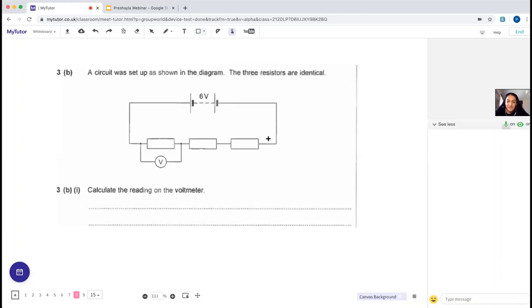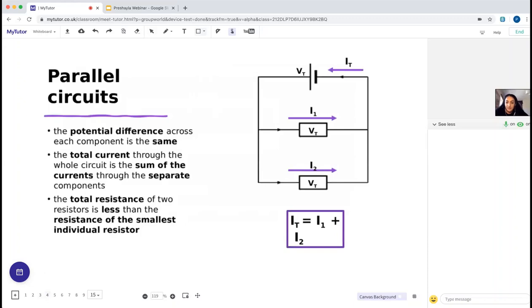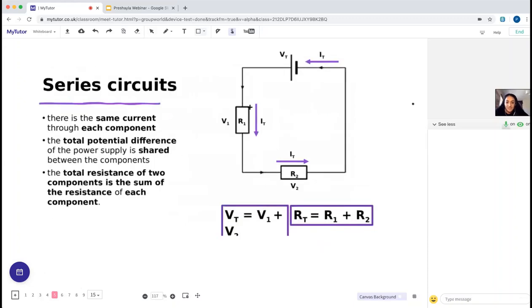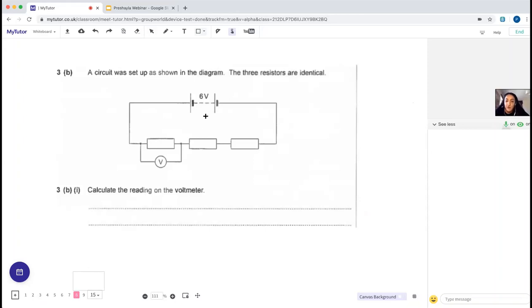So current in series is the same across all 3 resistors, but if we go back to the rules for series circuits, voltage is shared among the components. So voltage here is shared and voltage here is shared. So if we go back to our question, we know that voltage must be shared. Okay, but how is it shared?